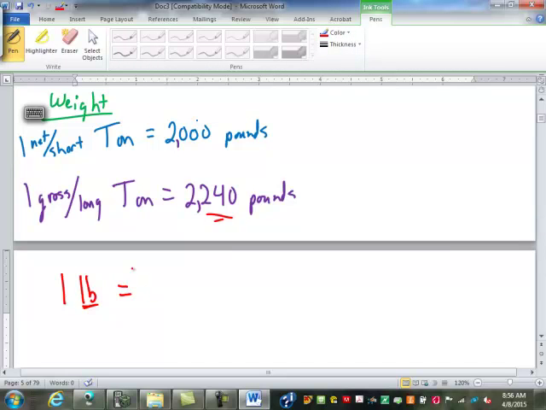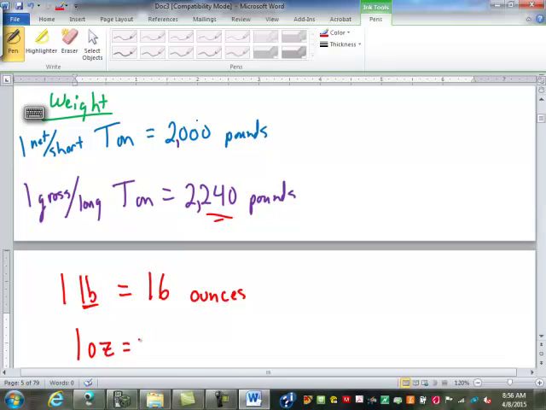Smaller than a pound, we have ounces. How many ounces are in a pound? I want to say 12. 16 ounces in a pound. The abbreviation for ounces, by the way, is OZ.